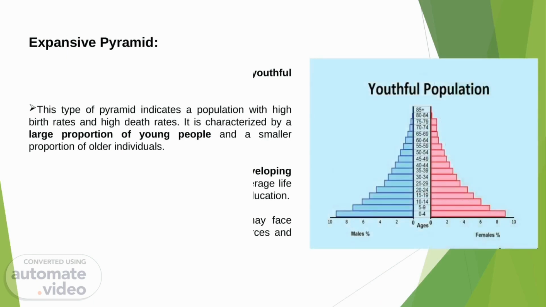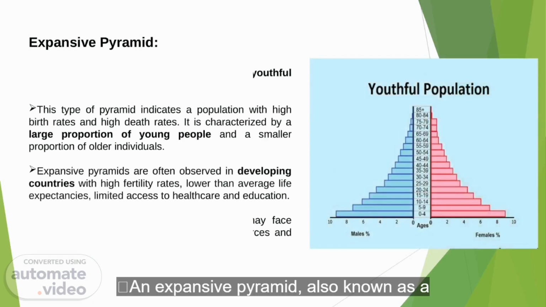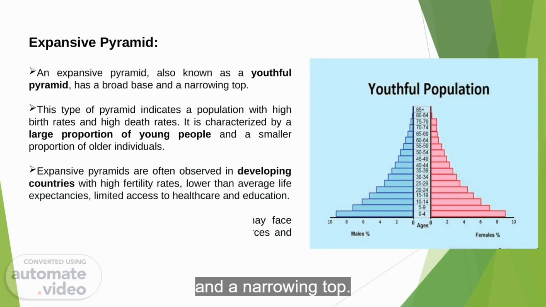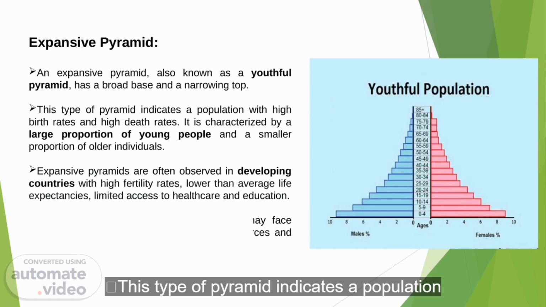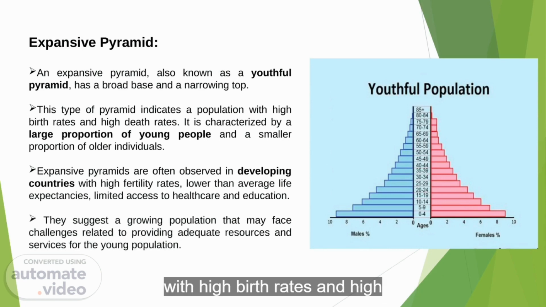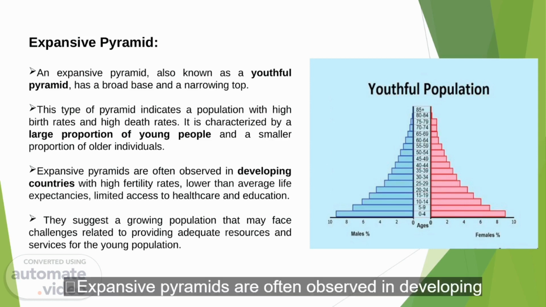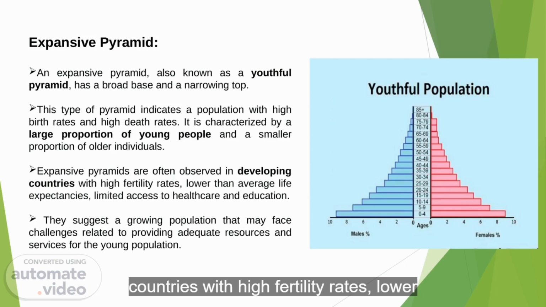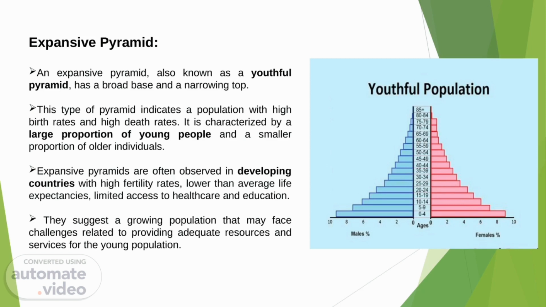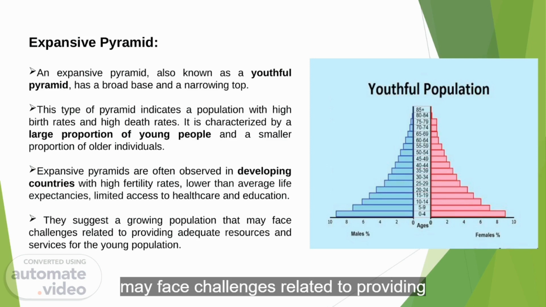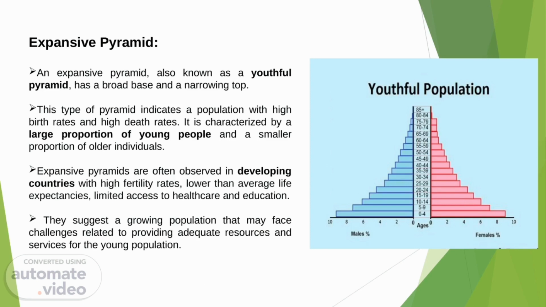Expansive pyramid. An expansive pyramid, also known as a youthful pyramid, has a broad base and a narrowing top. This type of pyramid indicates a population with high birth rates and high death rates. It is characterized by a large proportion of young people and a smaller proportion of older individuals. Expansive pyramids are often observed in developing countries with high fertility rates, lower than average life expectancies, and limited access to health care and education. They suggest a growing population that may face challenges related to providing adequate resources and services for the young population.